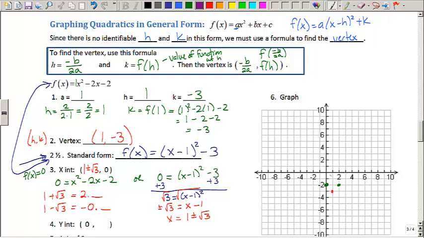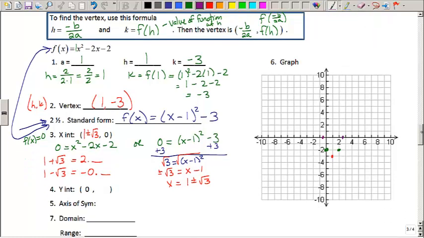Let's plot those 2 points. 2 and a little bit will be right over here. As long as it's between 2 and 3, that's good enough for me. Negative 0 and a little bit will be between 0 and negative 1. And now I've got several points.